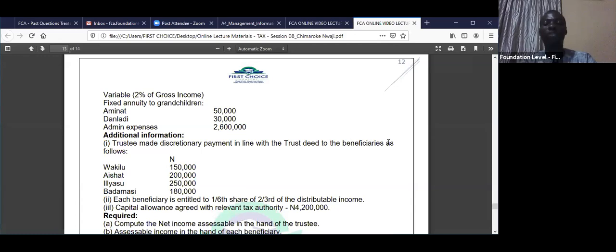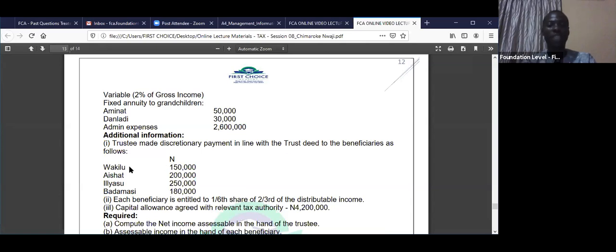Now, if you look at this, the trustee made discretionary payments in line with the trust deed to the beneficiaries as stated below. So you can see who are chargeable to tax. Who are chargeable to tax? I told you three sets of people: beneficiary, annuitant, and the trustee. So the annuitants, Amadi and Danladi, are chargeable to tax.